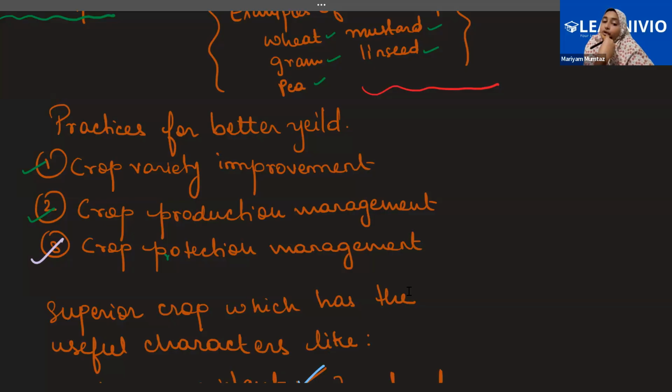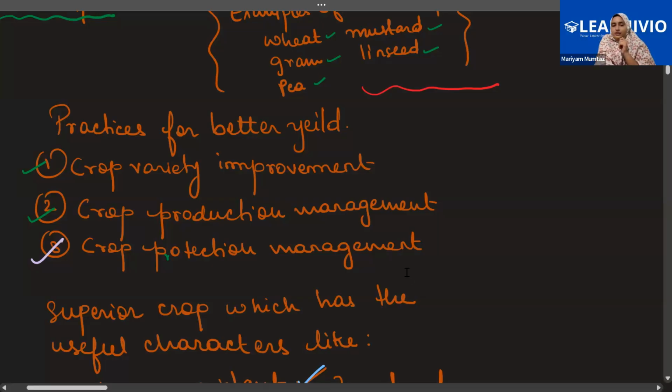Lastly, there is crop protection management. We know that there are so many things that can affect crop production, such as insects, bacteria, and fungi. All of these things can affect the way the crop grows. Apart from this, the scarcity of water, nutrients, and minerals would also affect the yield of the crop. So to protect the crop from all of those things, we do crop protection management.